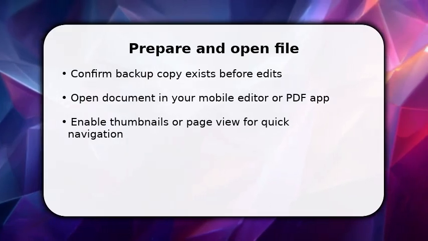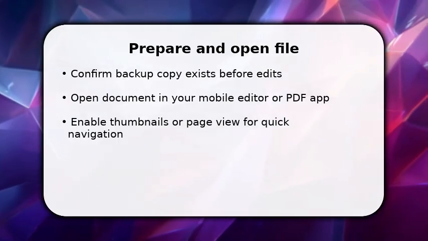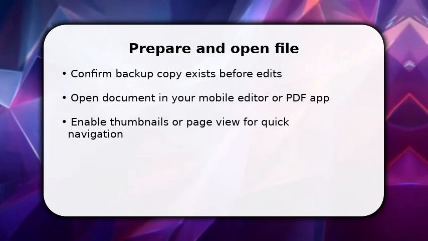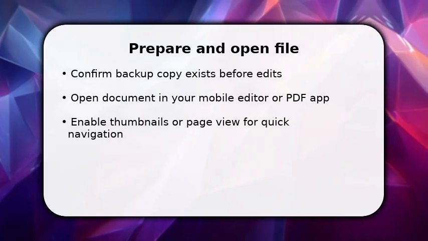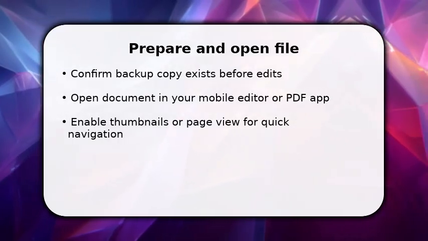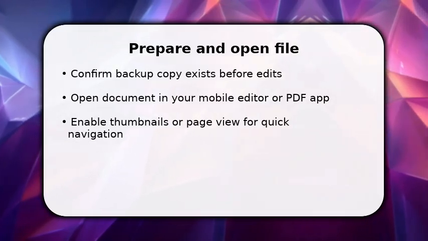You start by ensuring a backup exists so you can undo mistakes. Make that copy now. Open the document in your mobile editor or PDF reader and switch to thumbnail or page mode so you can see every page at once. Once thumbnails load, scan quickly for obvious blank pages or odd spacing. This visual check saves time.